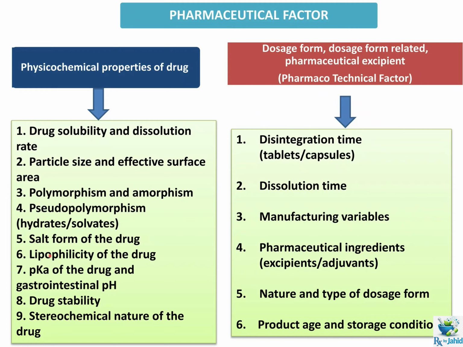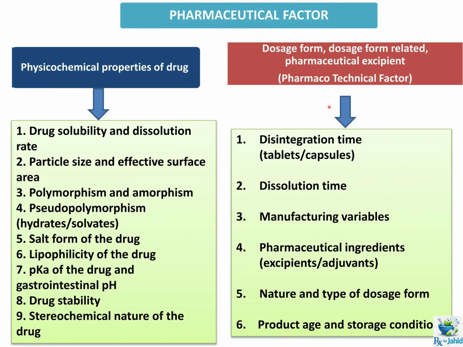Salt form of the drug will ultimately have better solubility. Lipophilicity of the drug: the more lipophilic the drug, the more would be the absorption. pKa of the drug and gastrointestinal pH: the difference between the pKa and pH will give rise to the ionized or unionized form of the drug, which will ultimately affect the absorption of the drug. Then drug stability, and lastly the stereochemical nature of the drug.